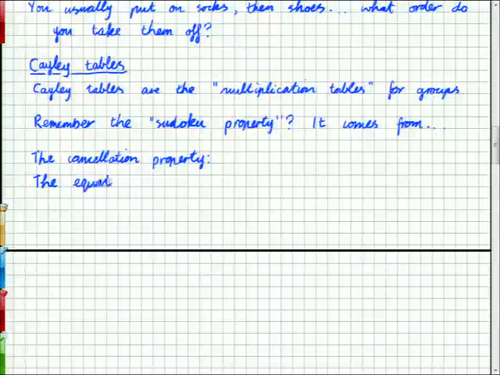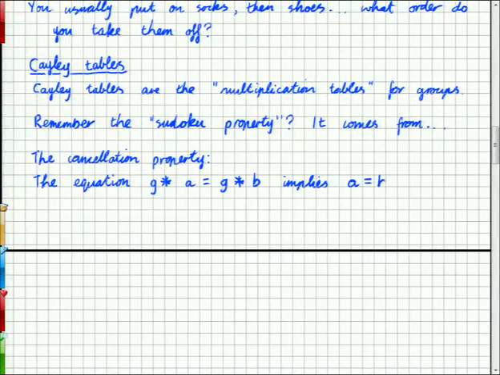The cancellation property basically says that you can cancel out things if you have an equation involving elements of a group. Let me show you what I mean. The equation G star A equals G star B implies, or leads to, A equals B.